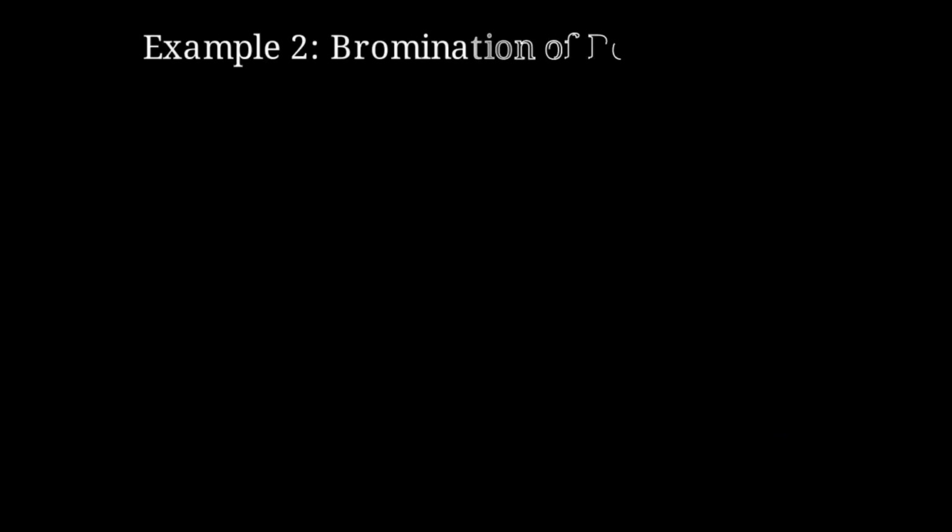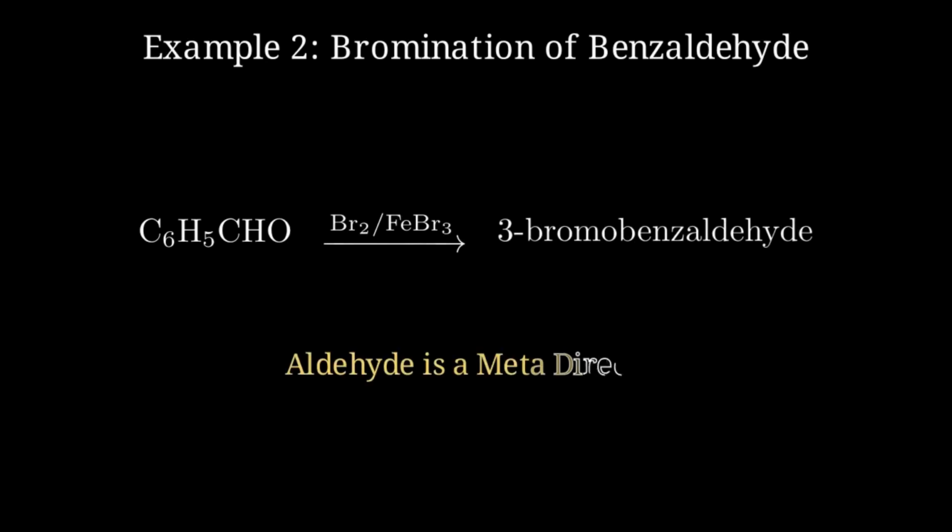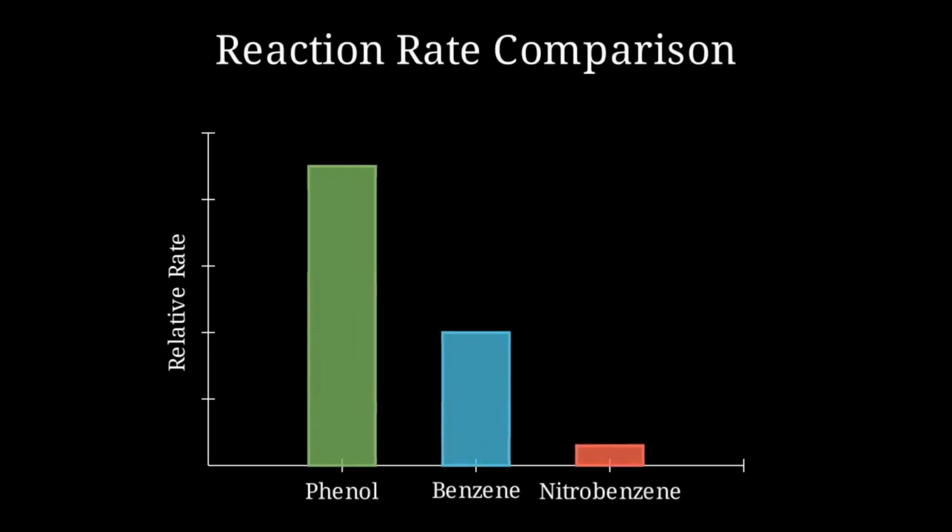Now consider benzaldehyde. The carbonyl group is electron withdrawing. Because it destabilizes the carbocation at the ortho and para positions more severely, the bromine atom is directed to the meta position. Comparing reaction rates is vital. Phenol reacts millions of times faster than benzene, while nitrobenzene requires much harsher conditions, such as higher temperatures, just to react at a fraction of the speed.